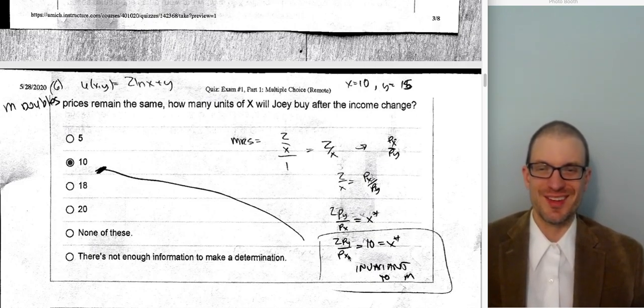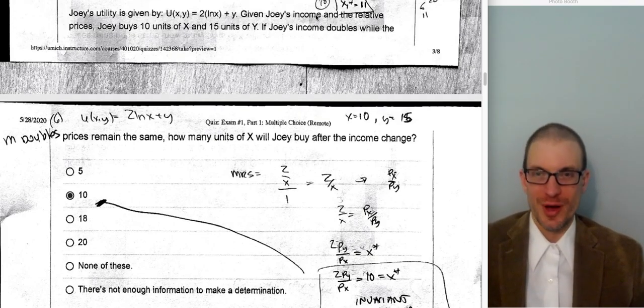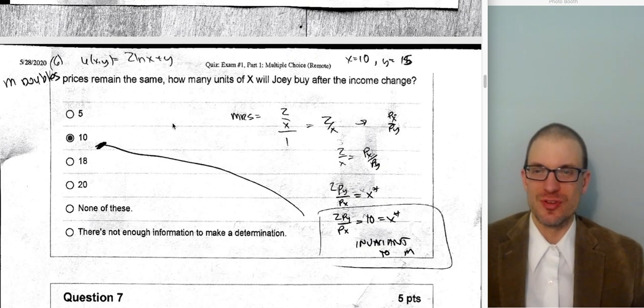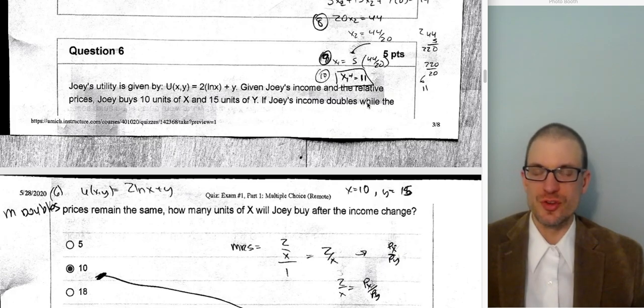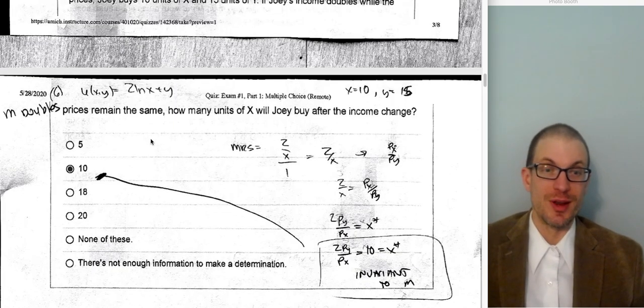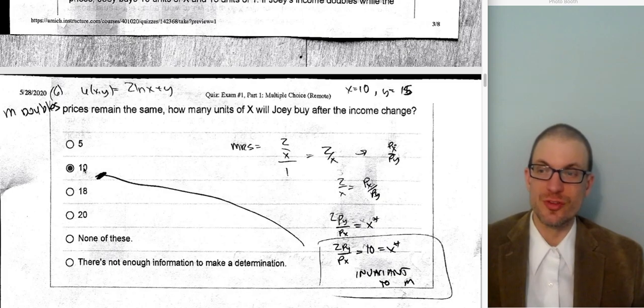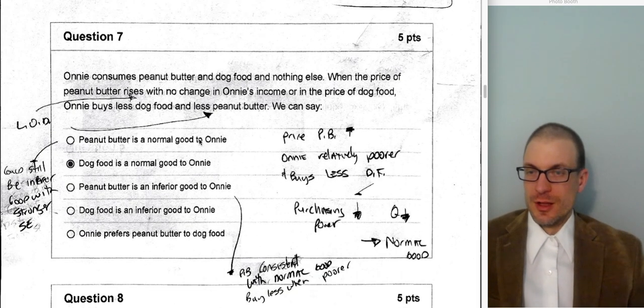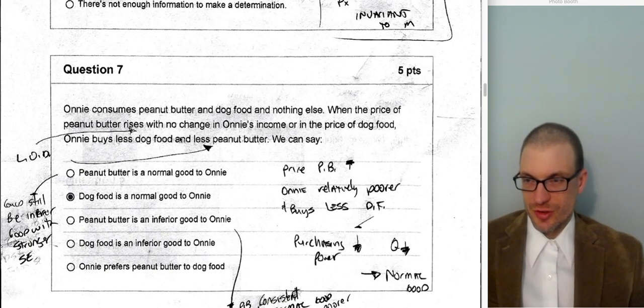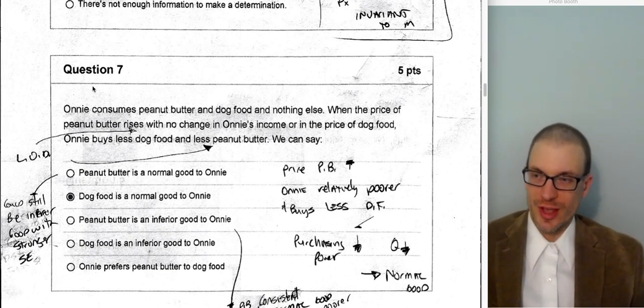Oh, wait a second. My demand for good x only depends on the relative prices, but the prices remain the same. So what's going to happen after Joey's income changes? Nothing. It's invariant to changes in income. Joey's demand is going to remain at 10. Because Joey's income has doubled, what's actually going to happen is Joey's going to buy the 10 units of good x, and then Joey's going to just start buying good y with the additional income to satisfy the budget constraint. But I didn't ask you that. I just asked what happens to x.